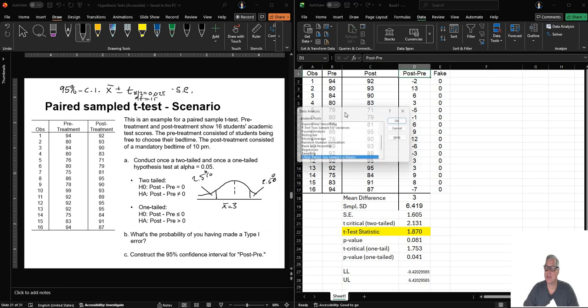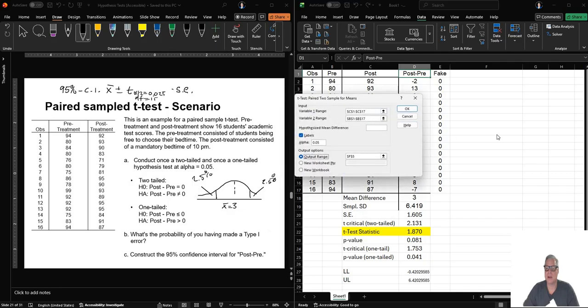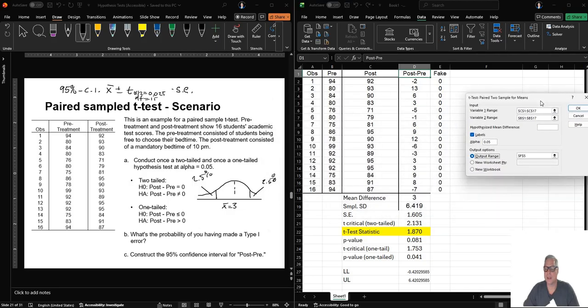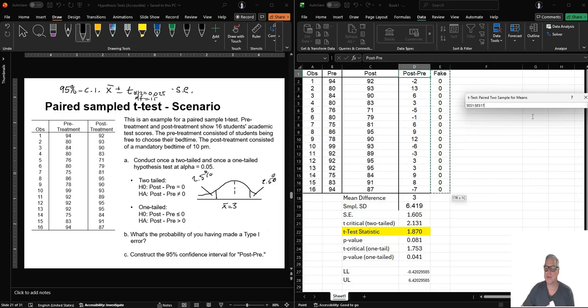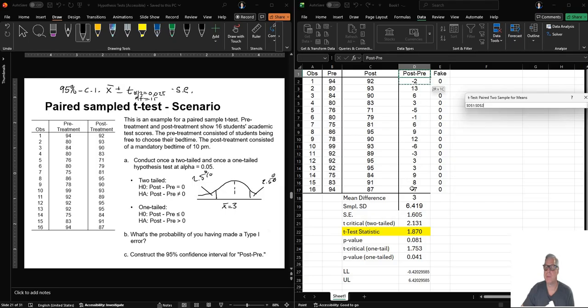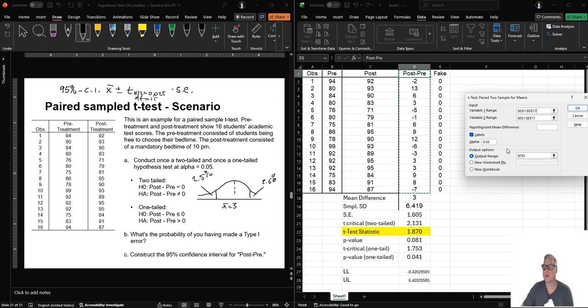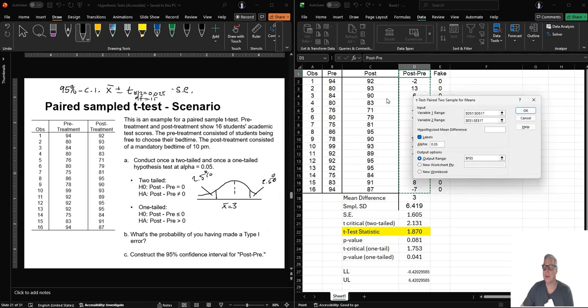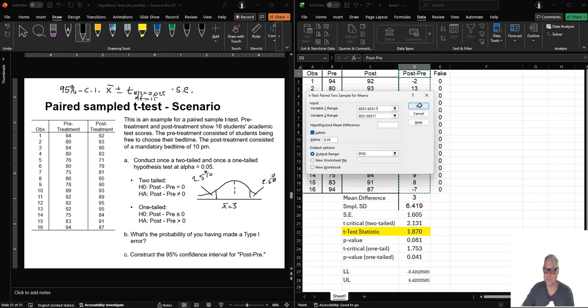So let's double check. Let's go to data. Again, t-test paired two sample. But now we have a new variable range. So in this case, I'll do first the fake zeros. And then for variable 1, I do the post minus pre. And I have the output again at the same position.